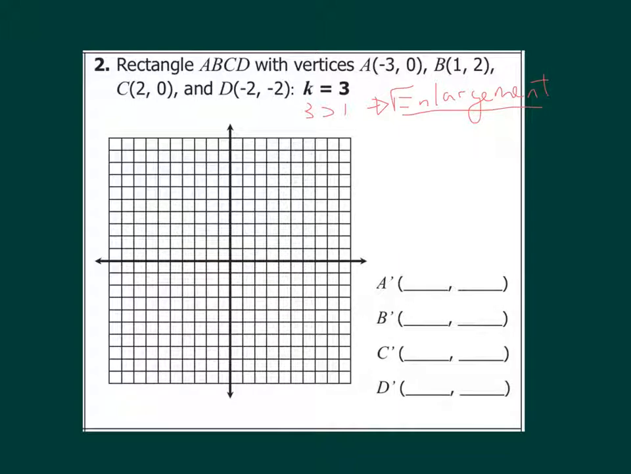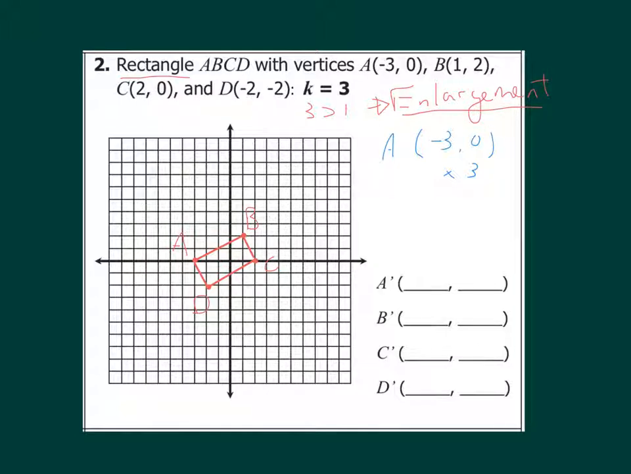Well, I guess the first thing we should do is plot our points, A, B, C, and D, right? And we're going to make ourselves a rectangle. So go ahead, press pause, and create your rectangle. Okay, so hopefully you have the rectangle ABCD as shown here.